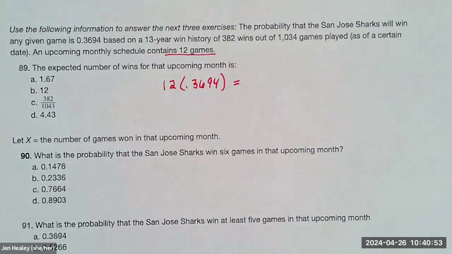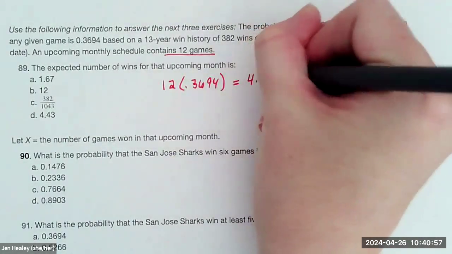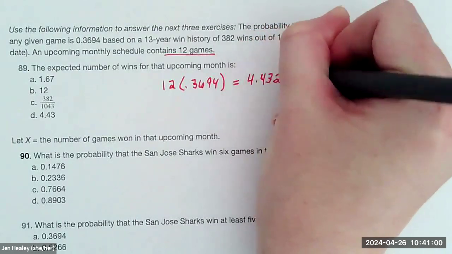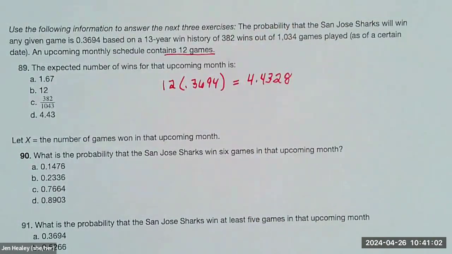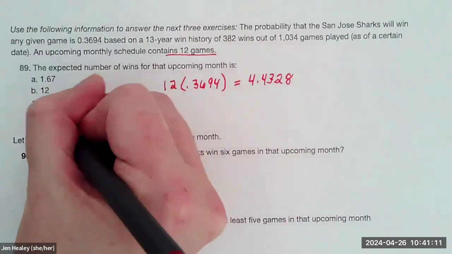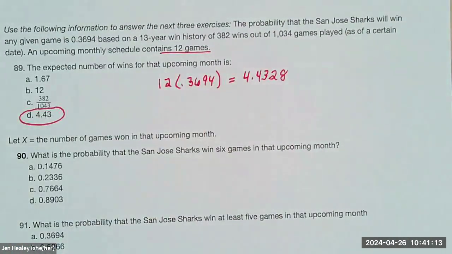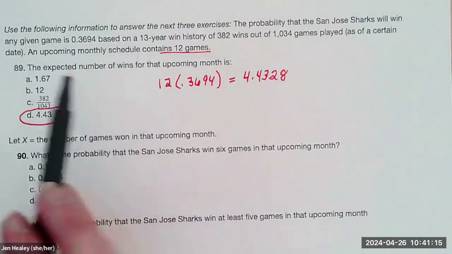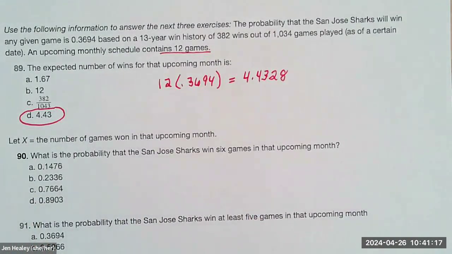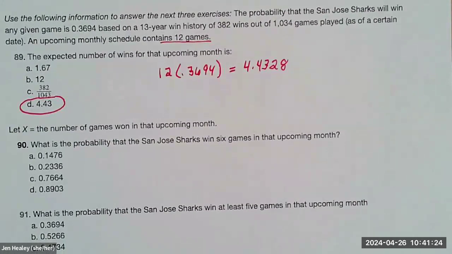0.3694 times 12 is going to give us 4.4328, which is not exactly any of the answers, but when they round it, that would be that. So you haven't used the formula yet. This is just asking out of all of the games, what's the probability that we should be getting wins? We should get 4.4 wins. What's 0.4 wins? This is how probability works. You don't necessarily have exact numbers here.